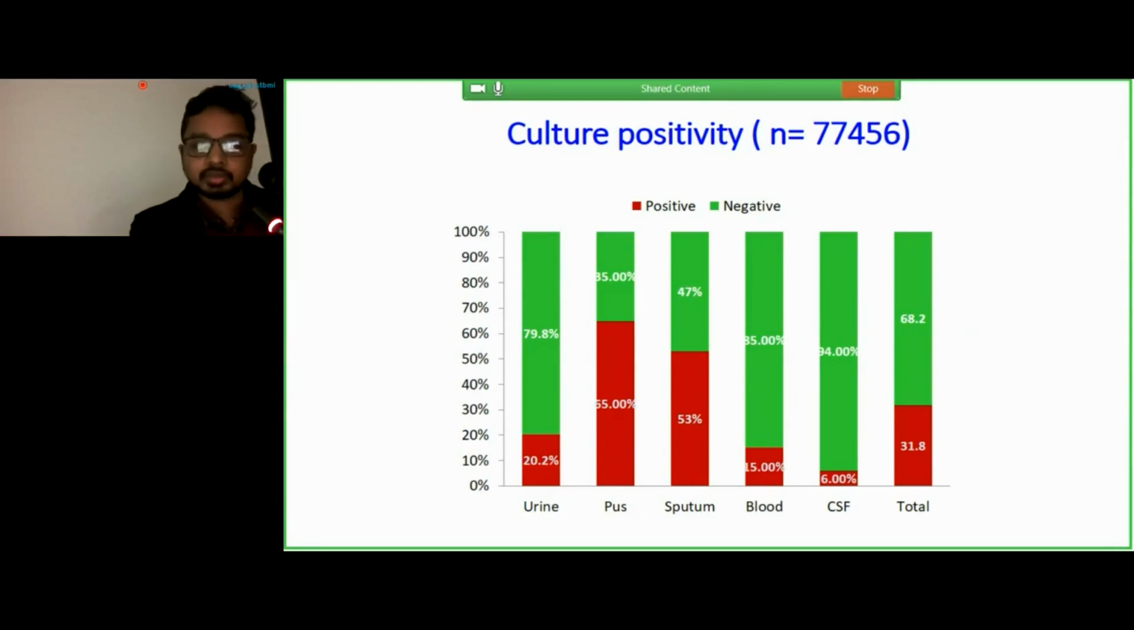Among the blood samples, we found around 15% culture positivity, and around 85% were sterile. The literature also suggests that blood culture positivity is around 10 to 20% of the total samples. In CSF, around 6% positivity was seen, and 94% were sterile. So overall, we can say that around 31.8% of our samples were culture positive or significant, and around 68% were non-significant or sterile.